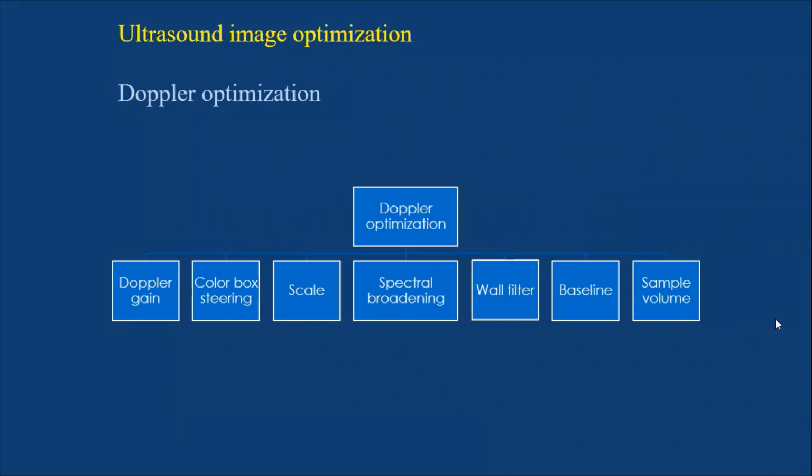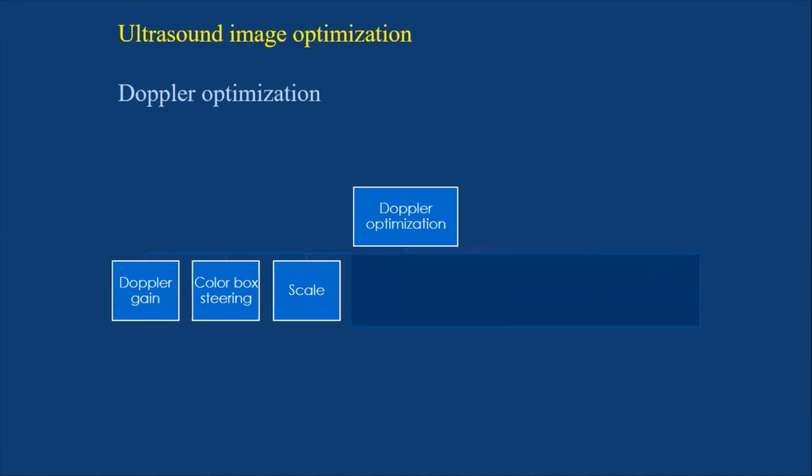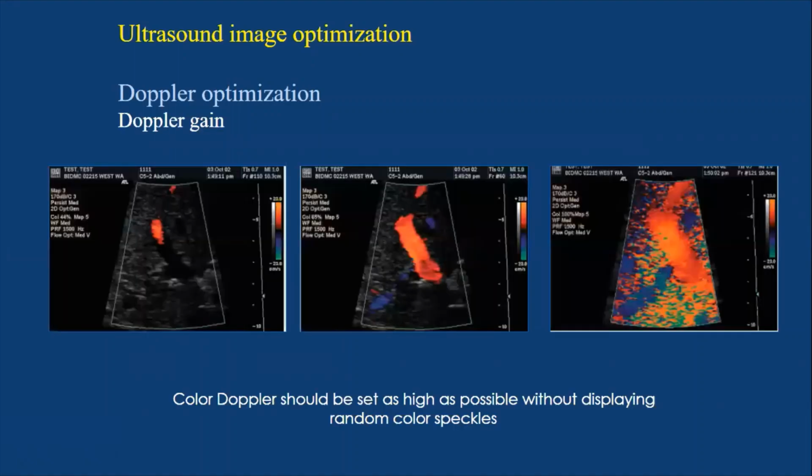So we have to speak about how we should optimize our Doppler settings before we go to the main topic of this presentation. We will not go through all of the Doppler optimization settings. We will just go through what we will get benefit from during this lecture, which are the Doppler gain, the color box settings, and the scale. So we can start.